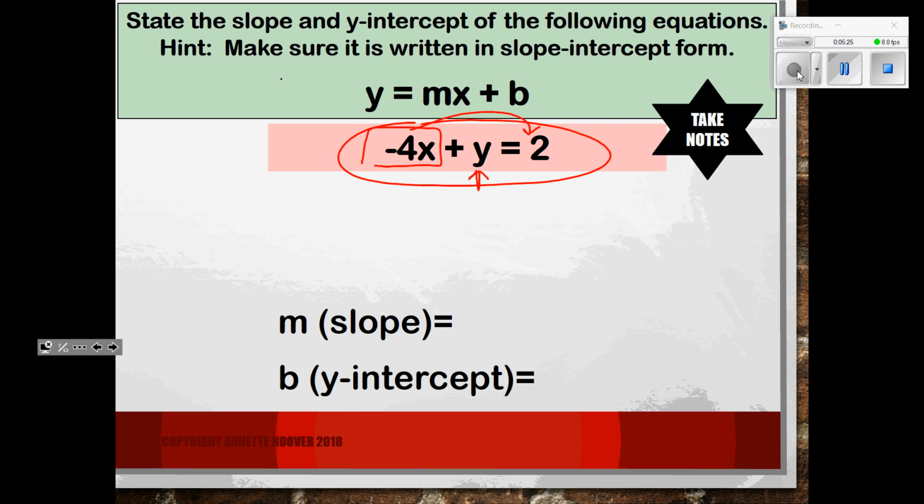To move the negative 4x from one side to the other, you're going to do the opposite operation. Since this is a negative 4x, you're going to add 4x to both sides. What I always say is that the equal sign is like a fence, and if a term jumps the fence, it changes the sign. It has to do that. So when we move the negative 4x to the right side of the equation, it becomes a positive 4x.